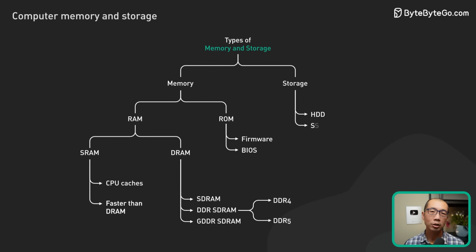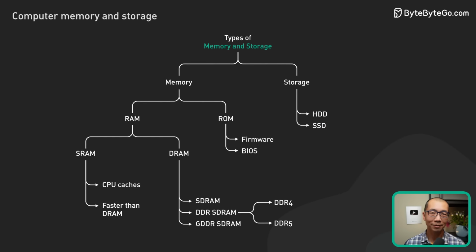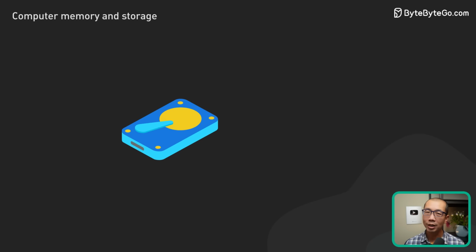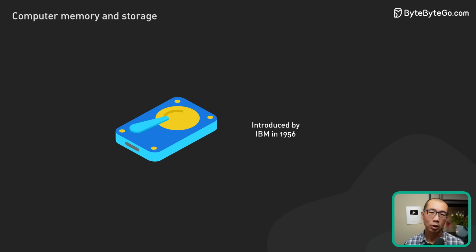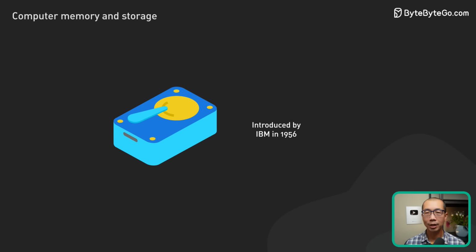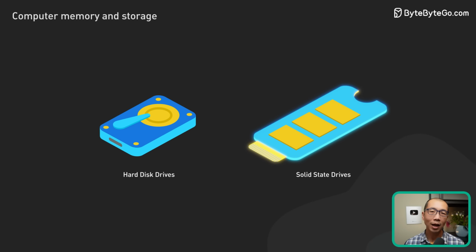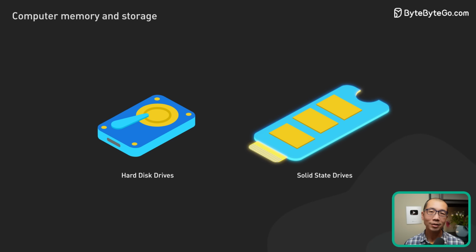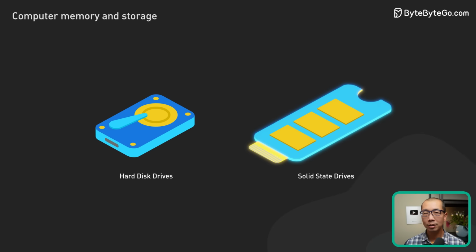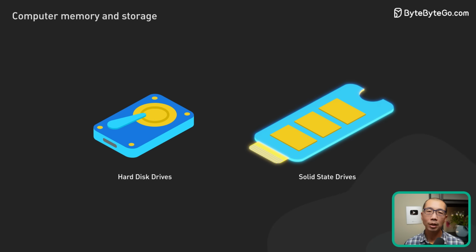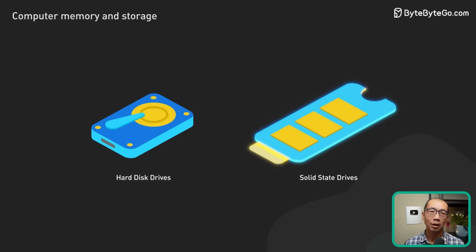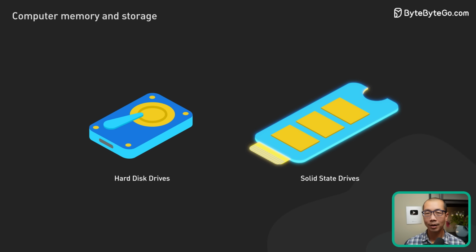Now let's explore hard disk drives and solid-state drives. Hard disk drives, or HDDs, have been around for a long time. They store data on spinning magnetic disks and are known for their large storage capacity at a low price. Solid-state drives, or SSDs, use NAND-based flash memory, providing fast data access, reduced power consumption, and increased durability compared to hard disk drives, but come at a higher price.